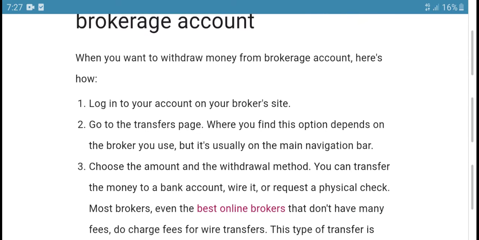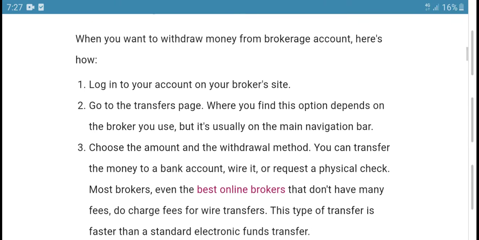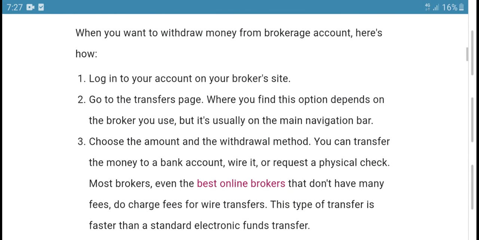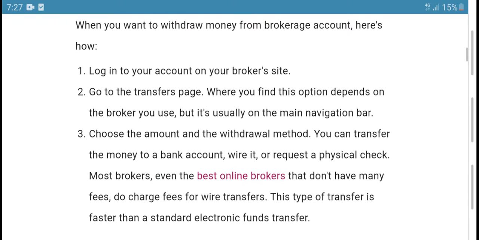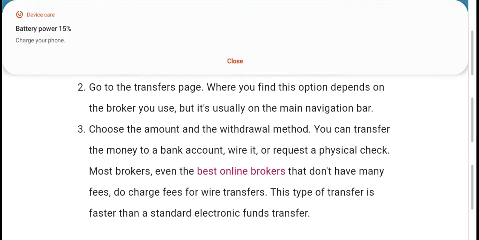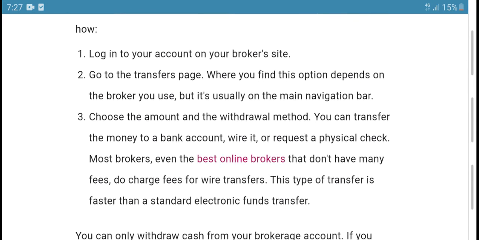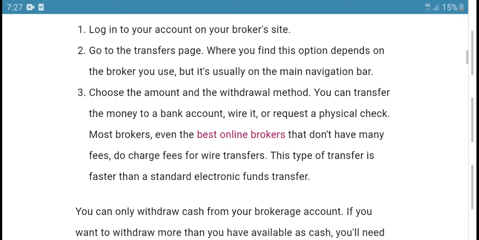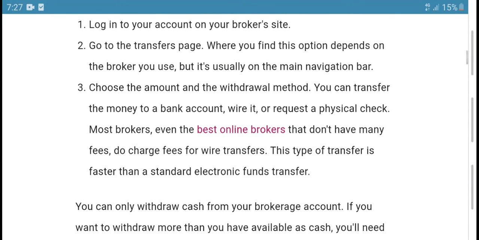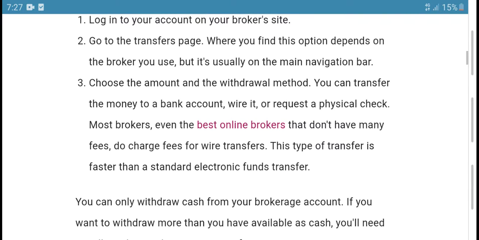First, log into your account with your broker. Second, go to transfer, which is optional depending on the broker you use. Third, choose the amount and withdrawal method. You can transfer the money to your bank account or request a physical check.